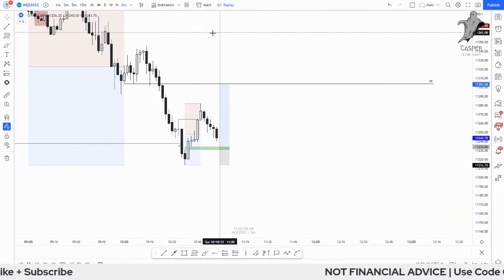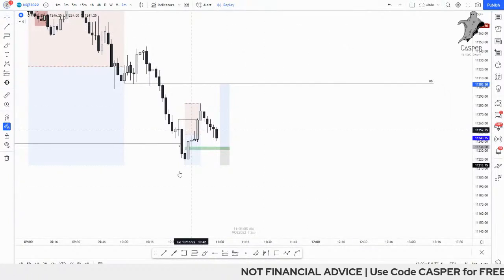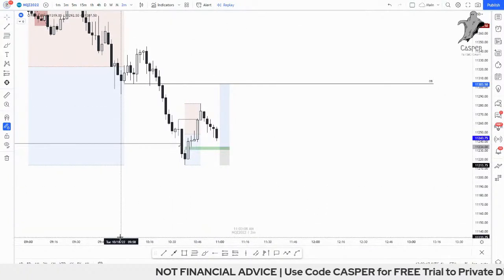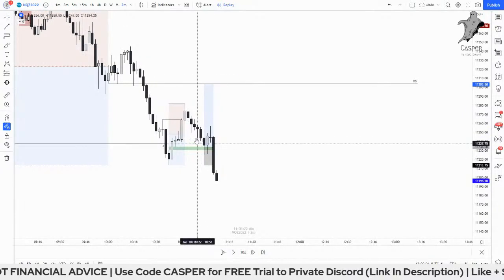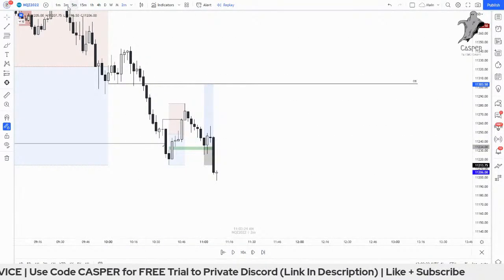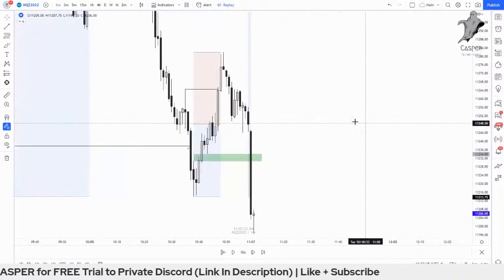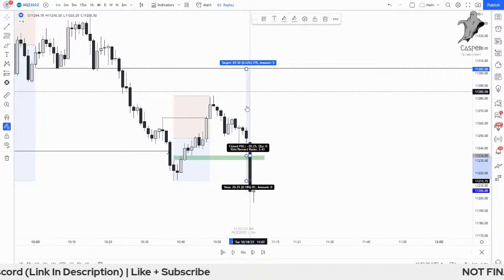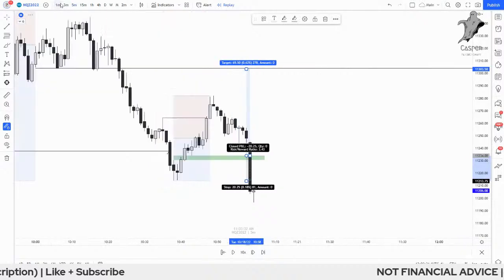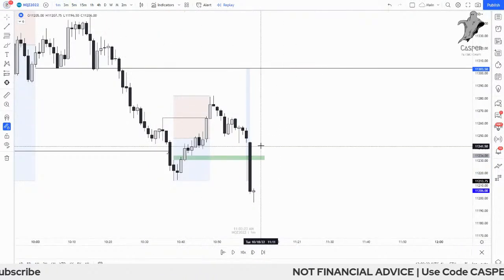Where's the play button for replay? I think it's actually right here. There we go. I changed it. Nice little bounce for a split second. Somebody somehow said they made money off this. Wait, what the hell? God, TradingView is just cancerous nowadays, I swear.